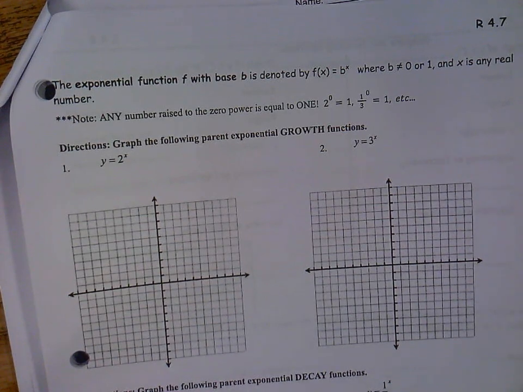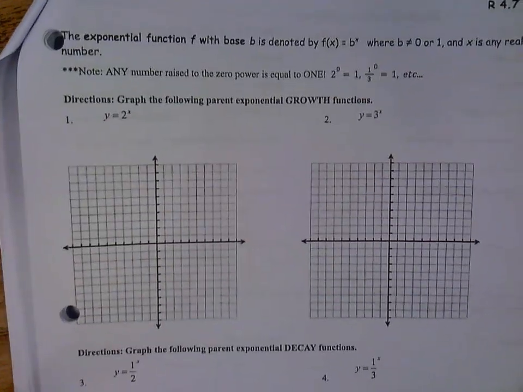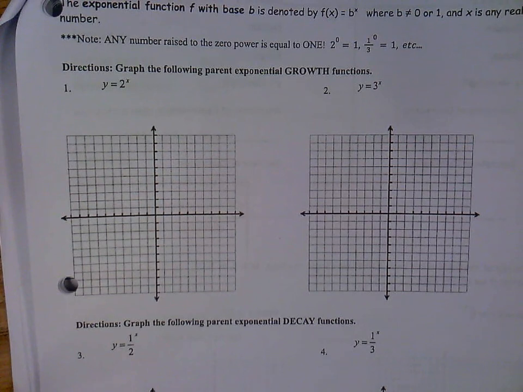So anytime you're graphing an exponential function, 2 to the x and 3 to the x are growth functions. They're going to kind of look like this. They're growing. That's a growth function. Population growth. Hopefully your money grows exponentially.